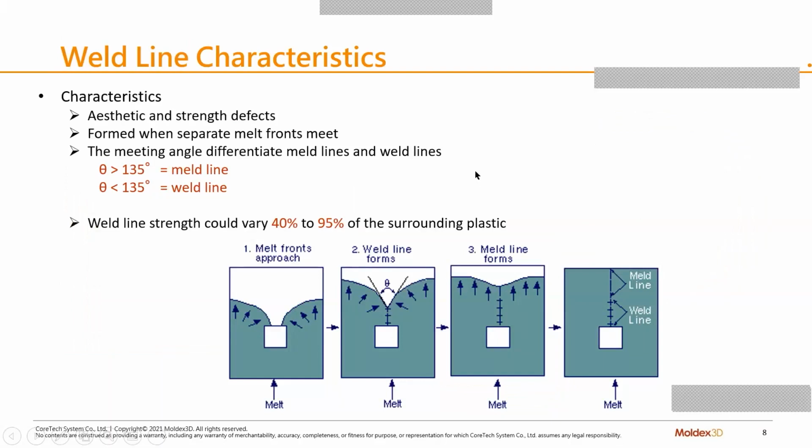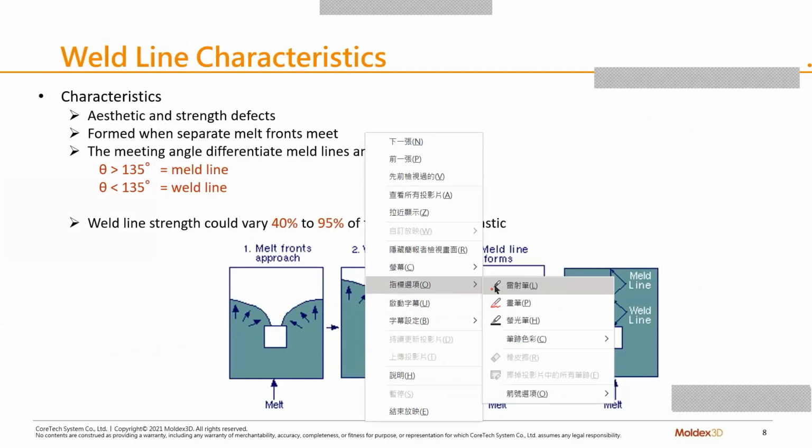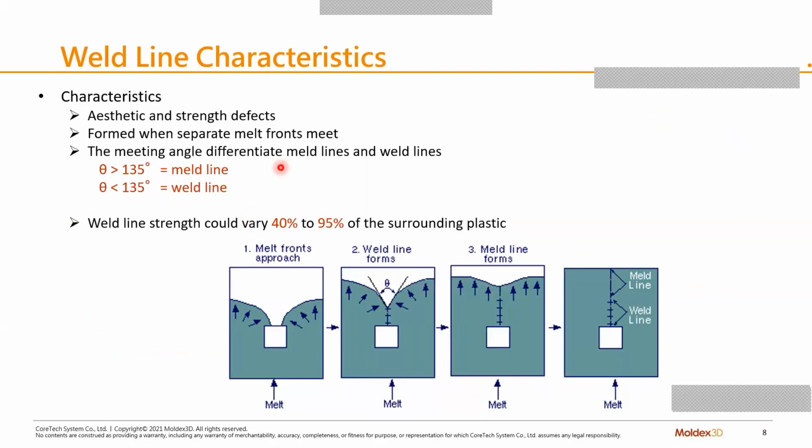So the weld line is an aesthetic and strength defect and is formed when separate melt fronts meet. Okay, but not every two melt fronts that meet together end up with a weld line. So if the meeting angle is over 135 degrees, then it may cause a melt line. If the meeting angle is lower than 135 degrees, then it may cause a weld line.